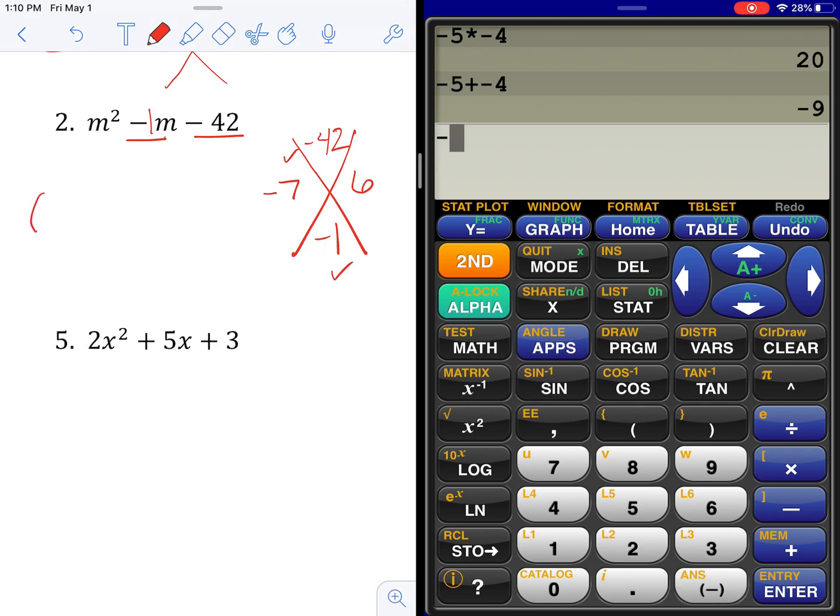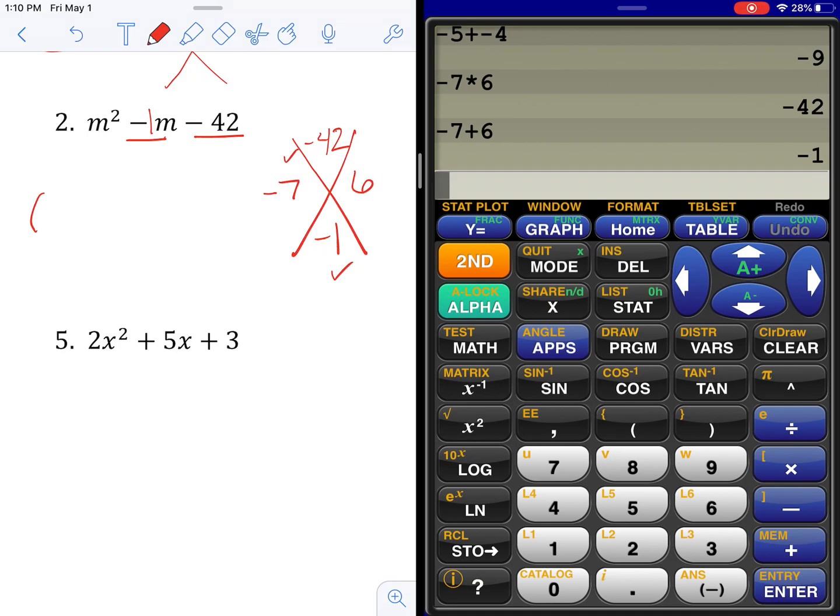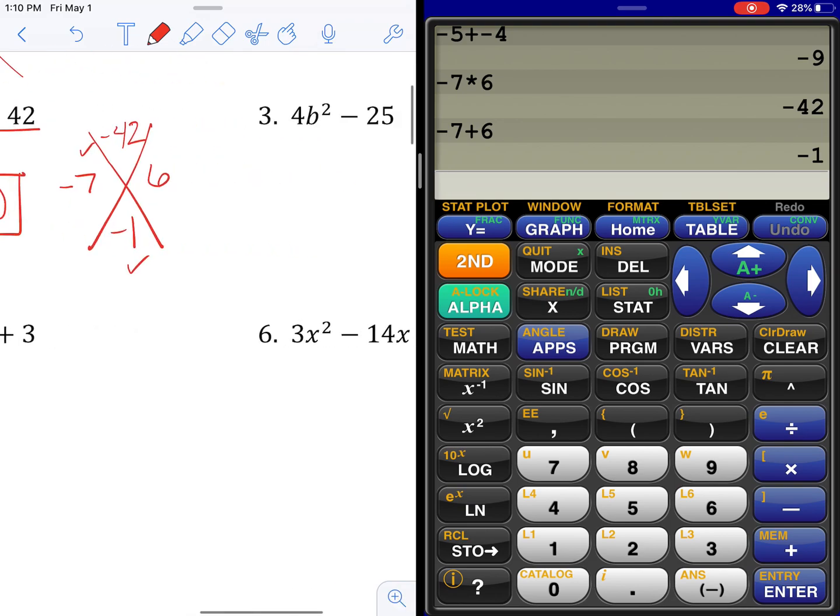So my answer is, and let's check that before we go on, -6 or -7 times 6 equals -42, and -7 plus 6 equals -1. So you get m minus 7 times m plus 6.